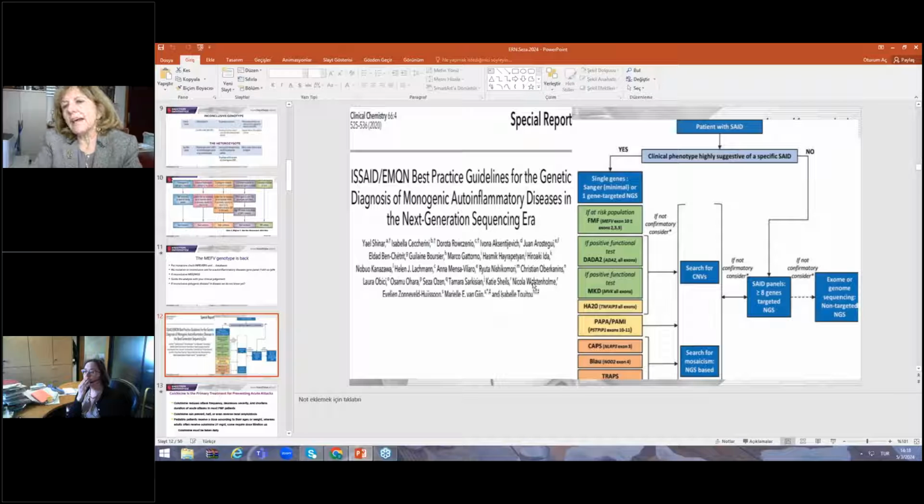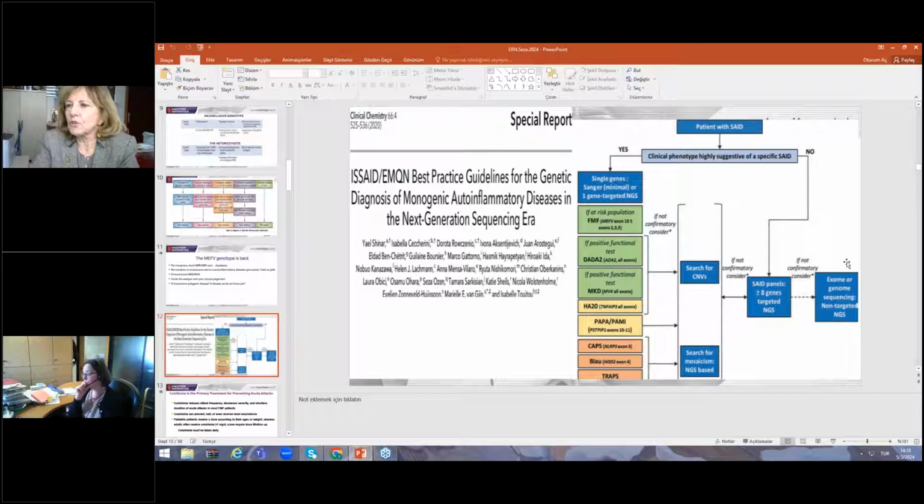So the geneticists and clinicians came together and we tried to summarize the approach for patients with monogenic autoinflammatory diseases. So if you're suspecting FMF, if the patient is meeting the classification criteria that I showed you, you can go for a Sanger. And you can do the same if you are especially suspecting DADA2 or mevalonate kinase deficiency that I will talk to you about. But it's important to do a panel analysis if you're not sure of the phenotype, and you have to think about mosaicism.